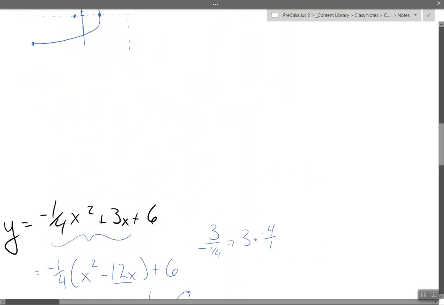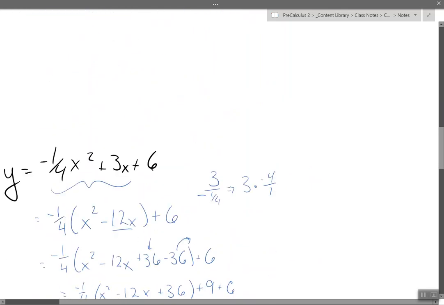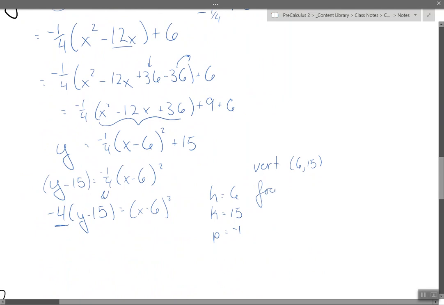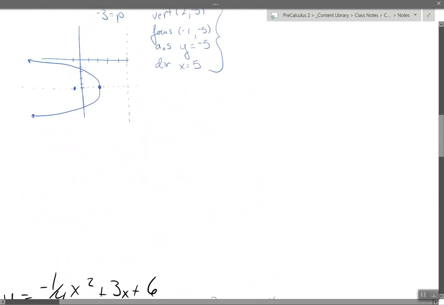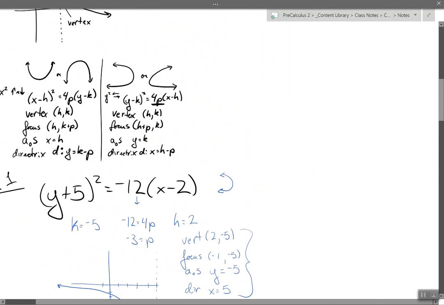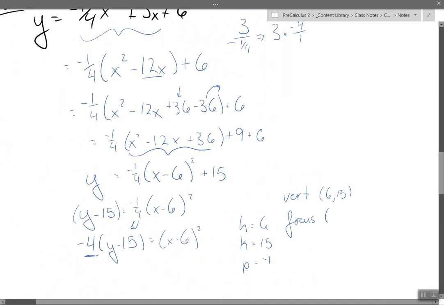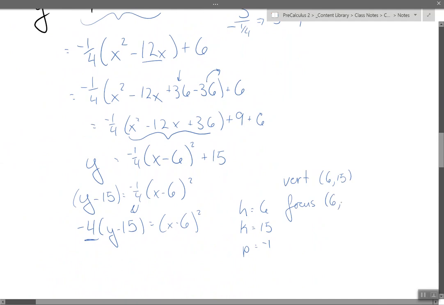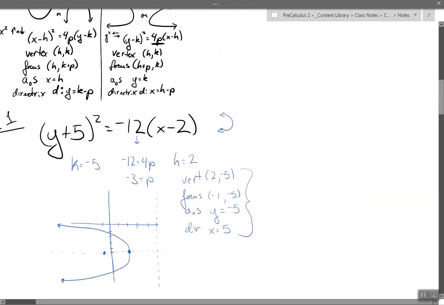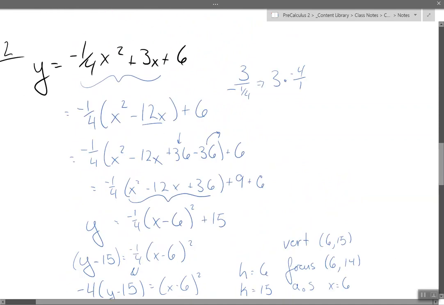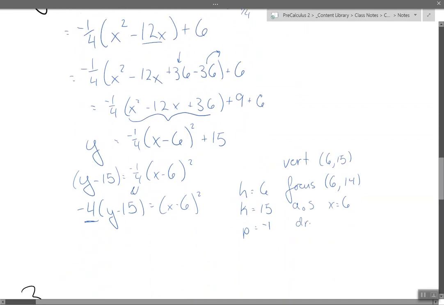What's next? Focus. The focus is going to be h and then k plus p. So 6 and then 15 plus negative 1 is 14. The axis of symmetry is going to be x equals 6. And then the directrix is k minus p. So k is 15 minus p, minus negative 1, that gives us 16.